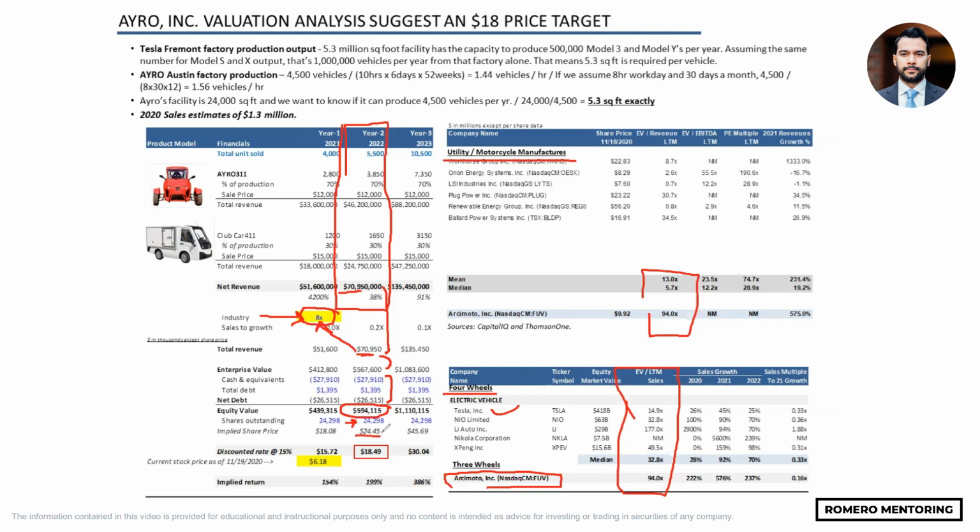Now, this is risky. I have to give it a discount factor. I'm assuming a 15% discount on that $24.45 implied price target, and my newly adjusted discounted price target on this business becomes $18.49. And I just rounded to 18 as you see up here. That means that the stock can potentially increase from yesterday's close of $6.18 almost 200%, folks.